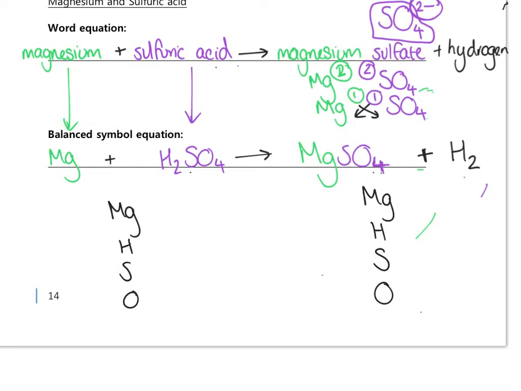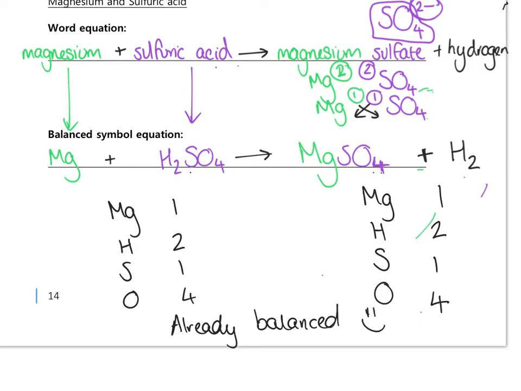Count up how many elements you have. So on the left you have 1 magnesium, 2 hydrogens, 1 sulfur, 4 oxygens. And on the right you have 1 magnesium, 2 hydrogens, 1 sulfur and 4 oxygens. So what you can notice from this equation is that it is already balanced, which is a good job. You don't have to do any balancing, so you just leave it at that.